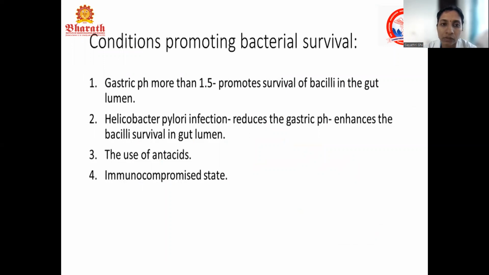So what are the conditions which promote bacterial survival further? If the gastric pH is more than 1.5, it promotes survival of bacilli in the gut lumen. H. pylori infections already reduce gastric acidity and enhance the bacilli survival in the gut lumen. Use of antacids and an immunocompromised state also promote survival.